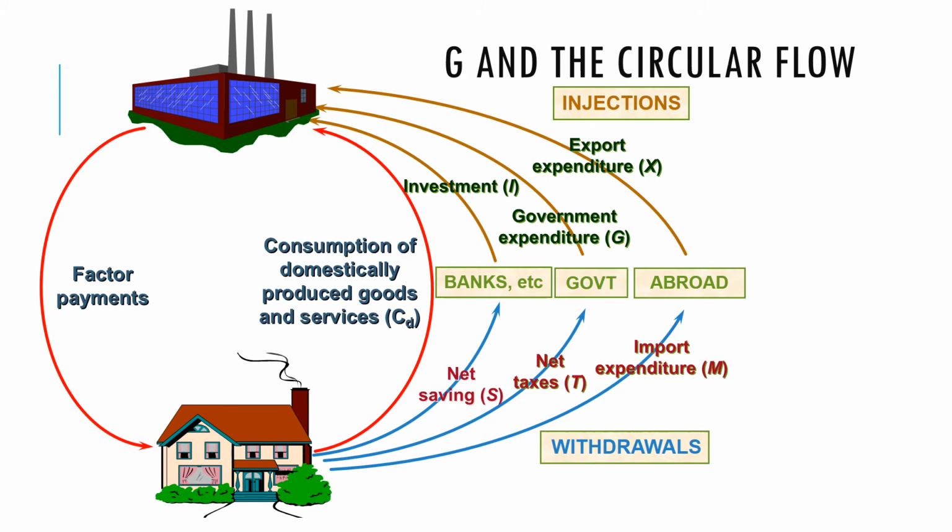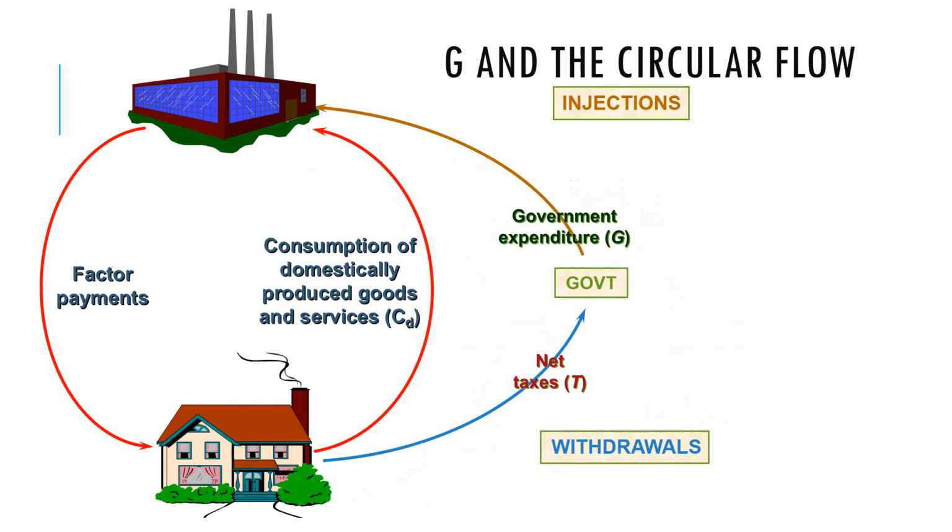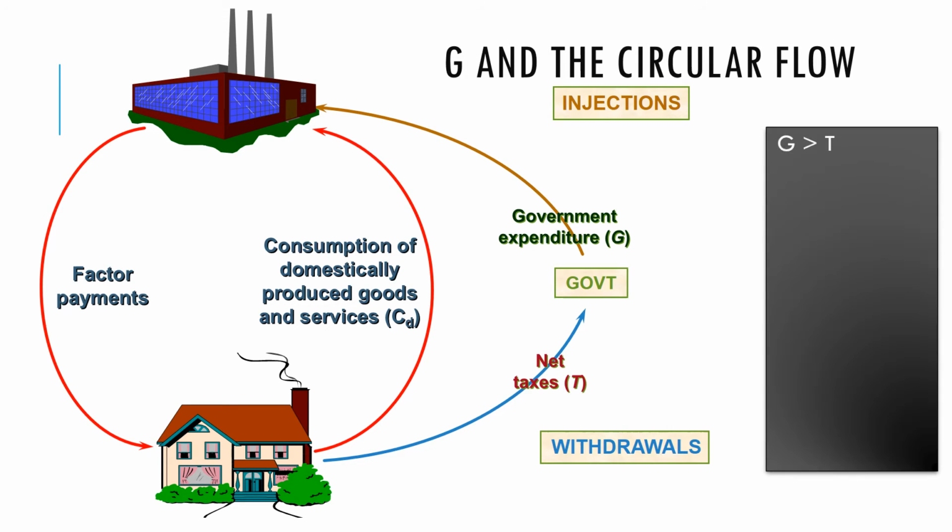In terms of the relationship between government spending and the circular flow, well, we know that government expenditure is an injection within the circular flow, whilst taxation is a withdrawal. So, if government spending is greater than taxation, this means there is a budget deficit.